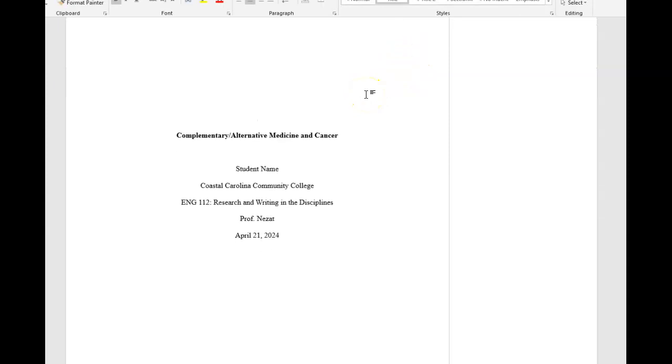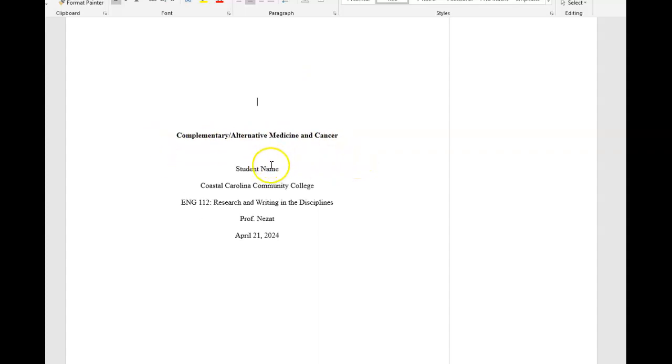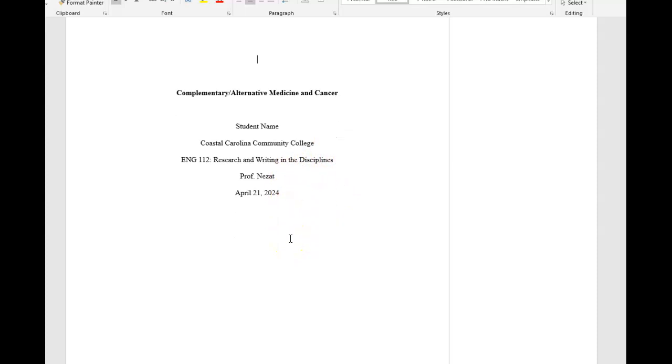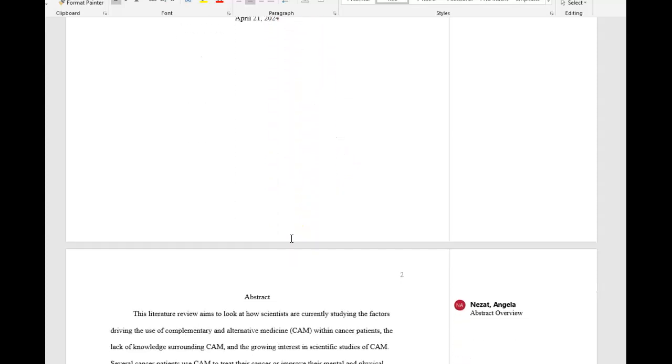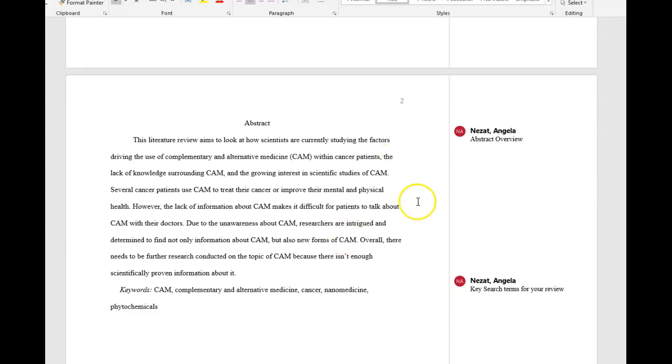The second thing is, yes, you have a title page, and your title page has this information. It has the title of your paper about a third of the way down, and it is bolded. Then your name, your college, the course, my name, and the date that it is due. All right. The second thing that you will have in your paper is your abstract.